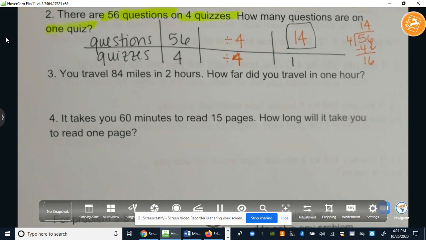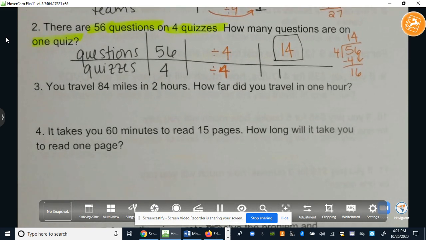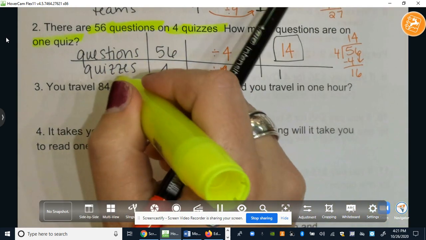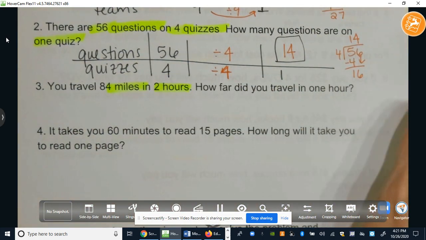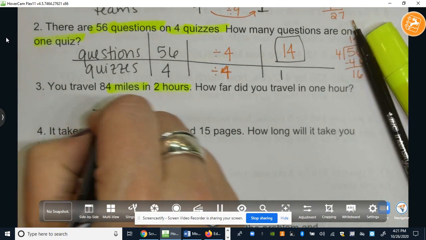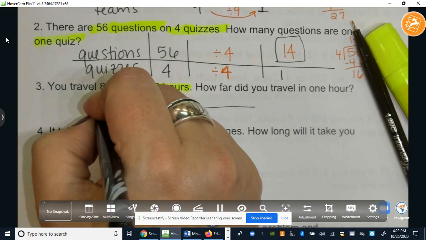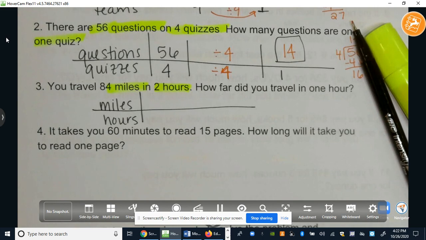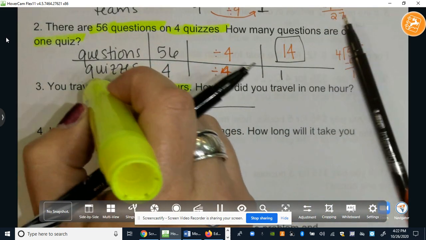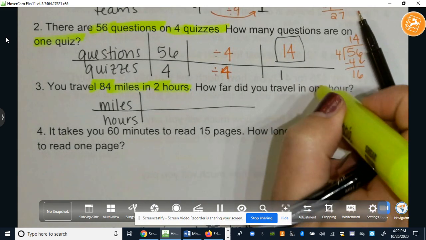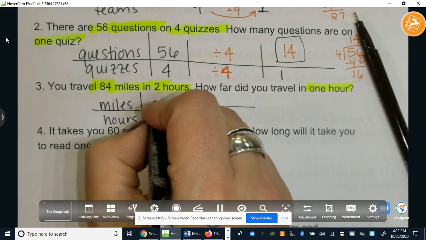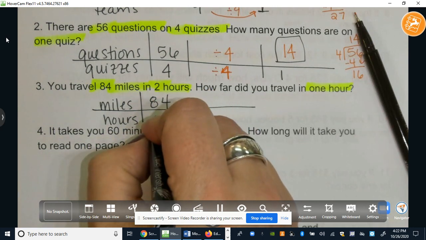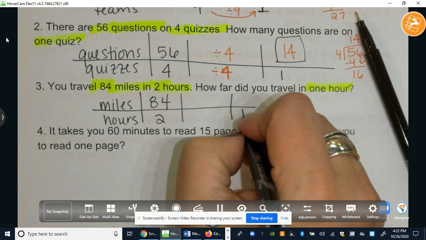Looking at my next one, number 3. You can travel 84 miles in 2 hours. How far did you travel in 1 hour? Again, words, what are we comparing? Well, we're looking at miles and hours. So I'm going to make my table here. What do I know about miles and hours? Well, there's 84 miles in 2 hours. I need to figure out what 1 hour is going to be.